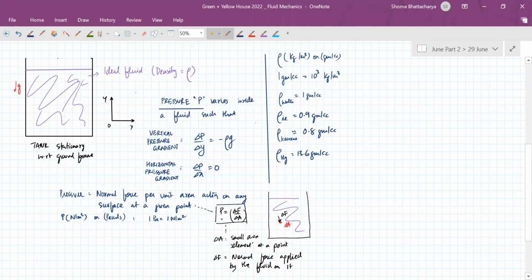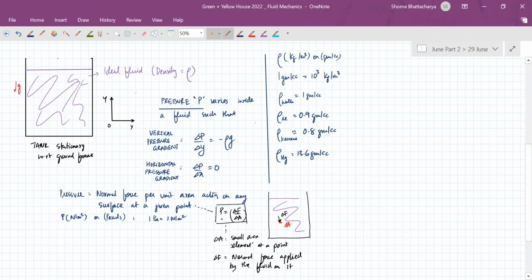So even though there might be no actual surface physically present at the point where we are calculating the pressure, if we imagine that there's a small surface present at that particular point, that surface would be experiencing a force going perpendicularly into it. So that is what we mean by the term normal force. That normal force divided by the area is the quantity we measure as pressure. So hence it is measured in newtons per meter square or pascals.